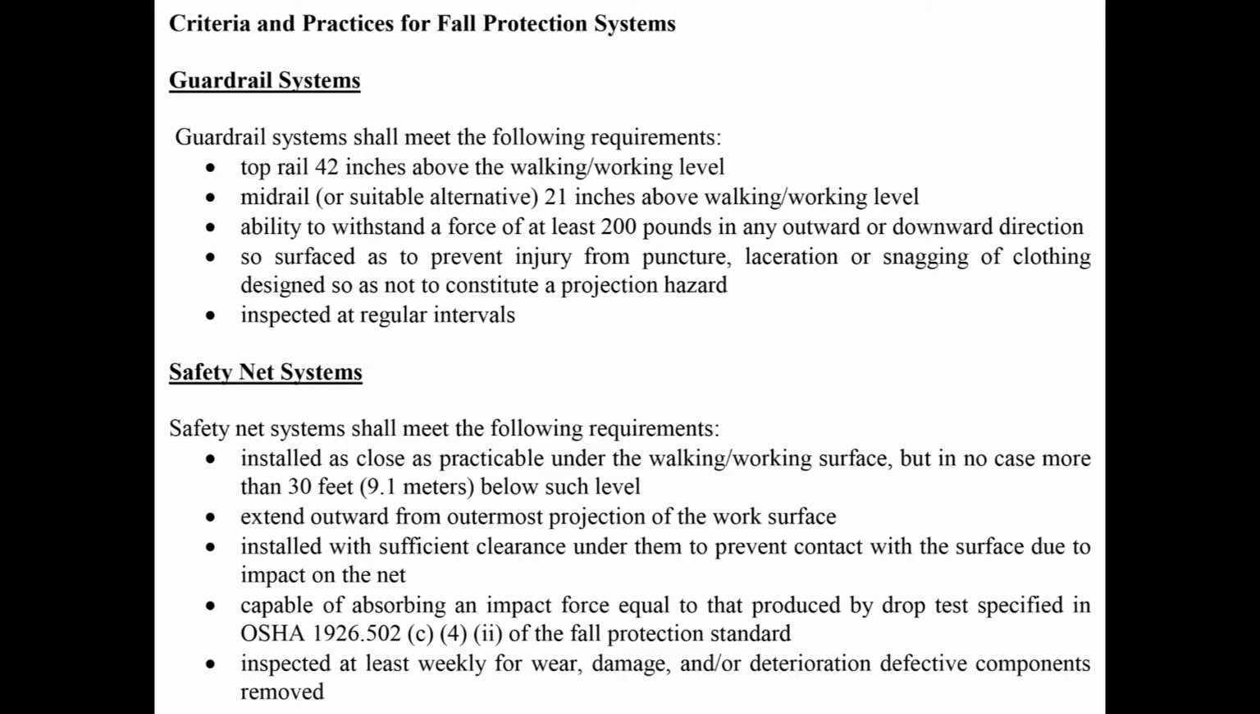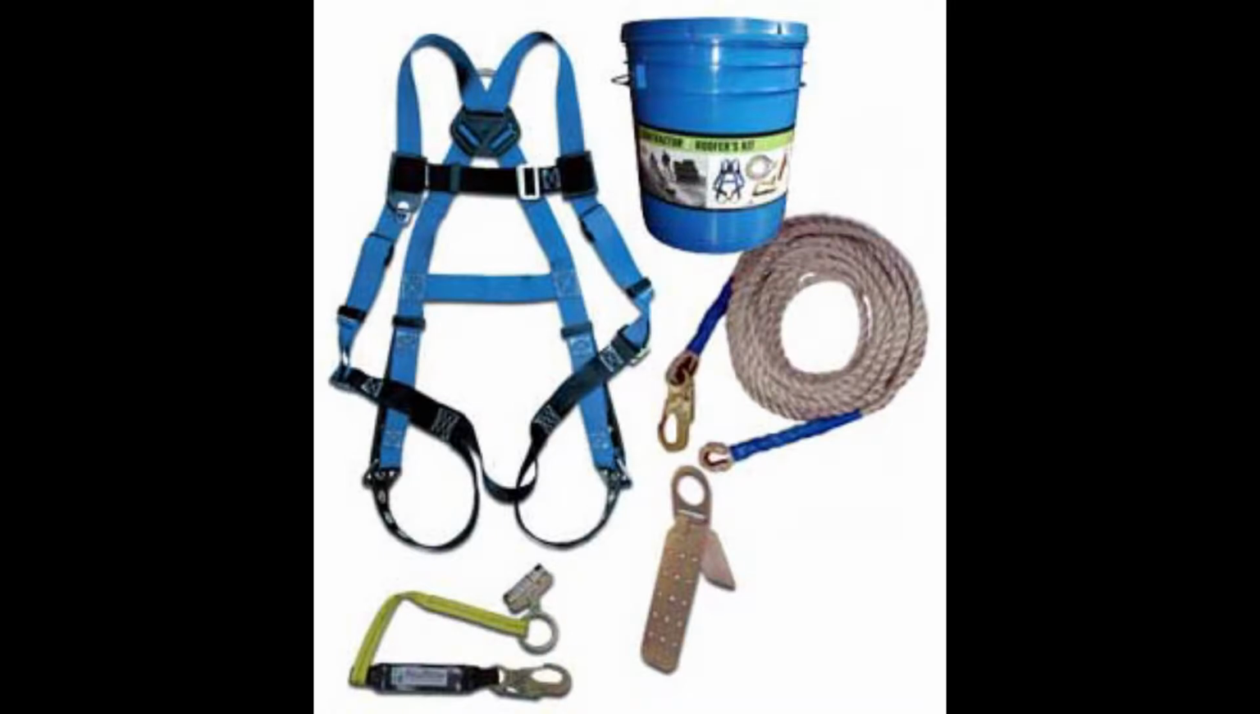Mesh opening not to exceed 36 square inches or 230 square centimeters, nor be longer than 6 inches or 15 centimeters on any side. Personal fall arrest systems. Personal fall arrest systems shall meet the following requirements. Connectors, D-rings, snap hooks, lanyards, lifelines, and anchorages are designed, constructed, and installed according to specifications addressed in OSHA 1926.502.